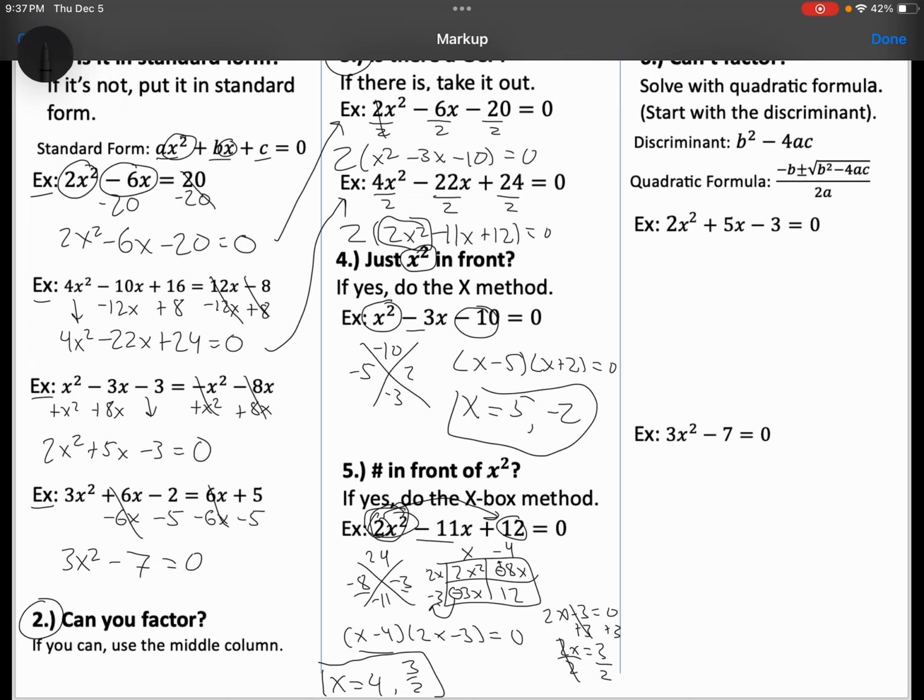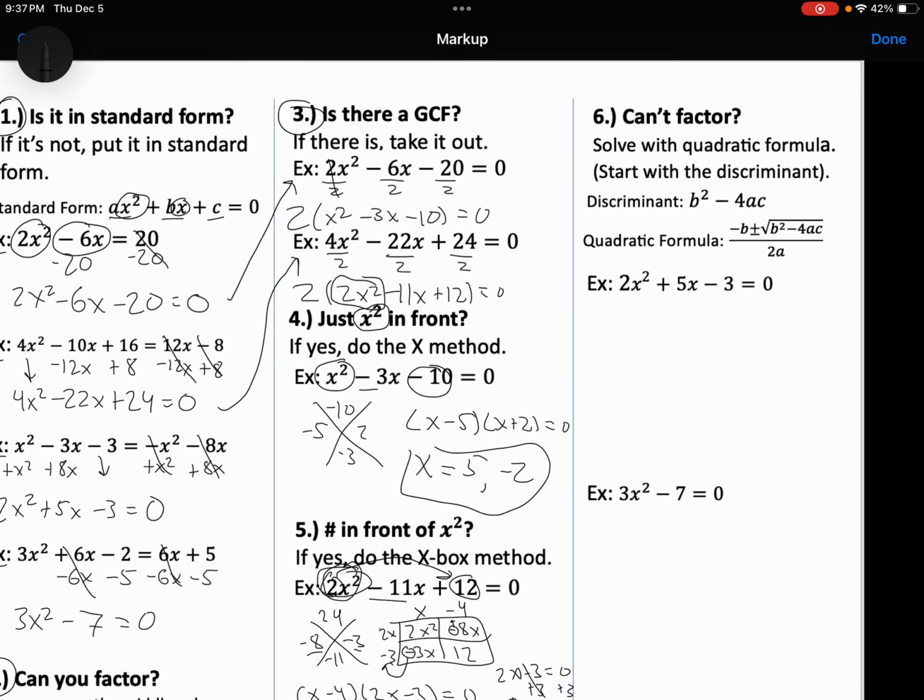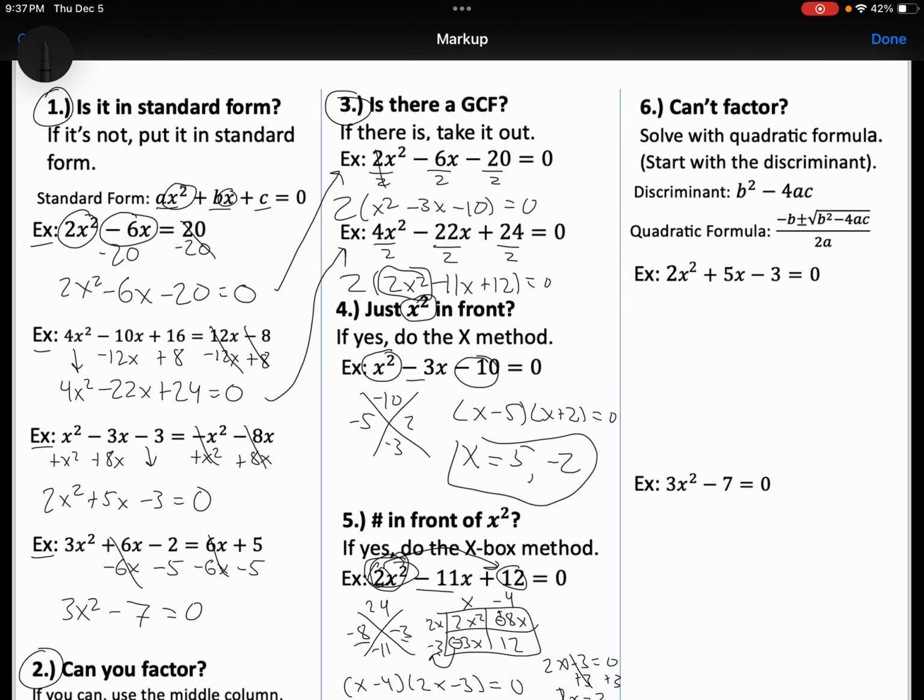So that's how we solve them if we can factor them, either using the x or the x box method. If we can't factor them, then we need to solve them using the quadratic formula. In order to do that, we're first going to start by finding the discriminant. The discriminant is b squared minus 4ac. So for this first example, a is going to be 2, b is 5, and c is negative 3.